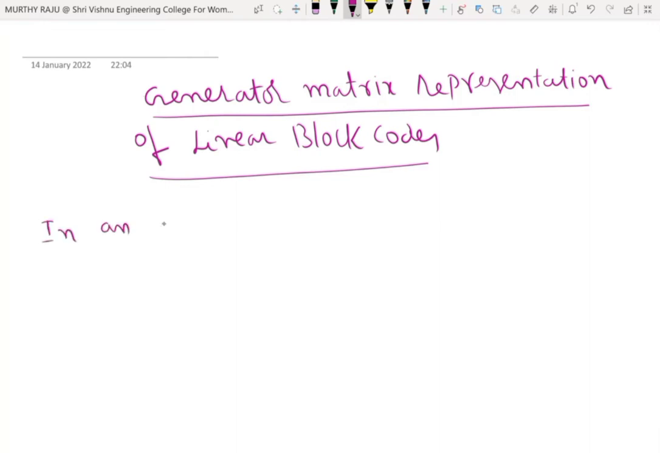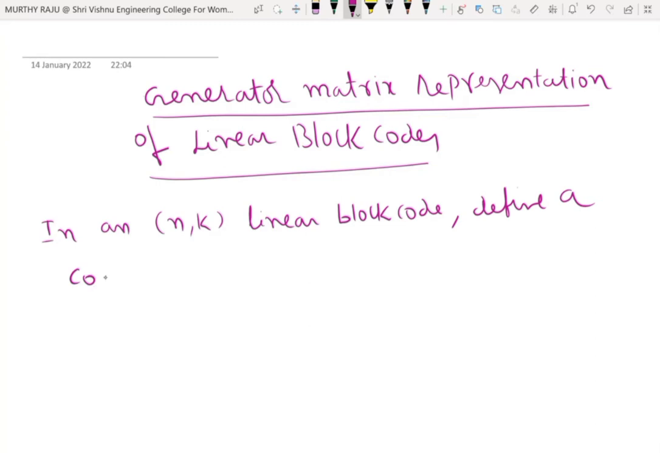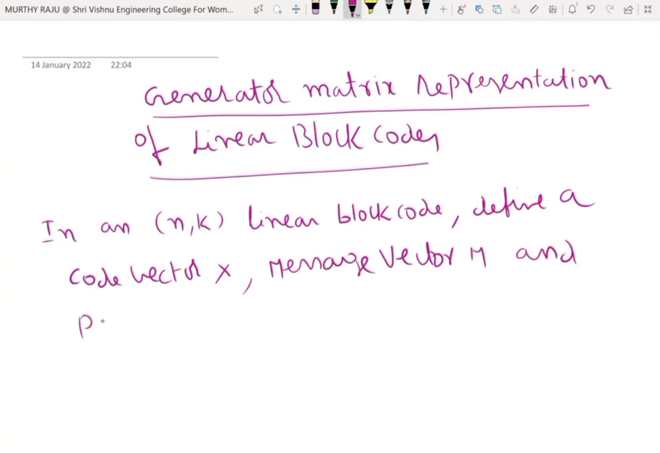In an (n, k) linear block code, define a code vector X, message vector M, and parity check vector C as follows.